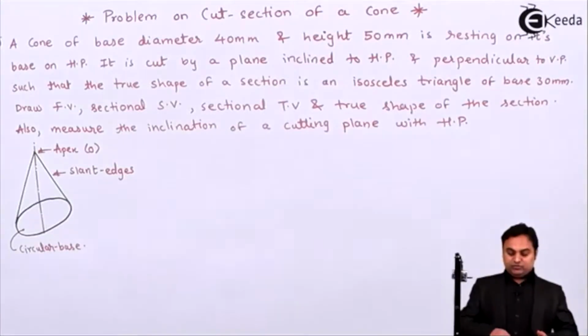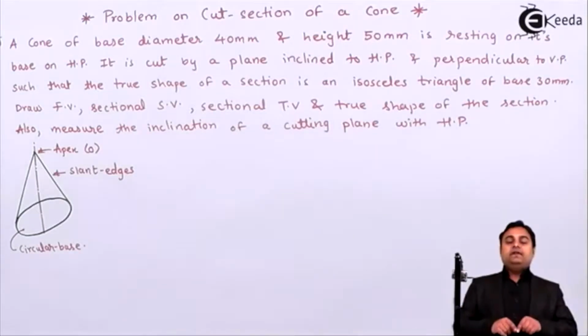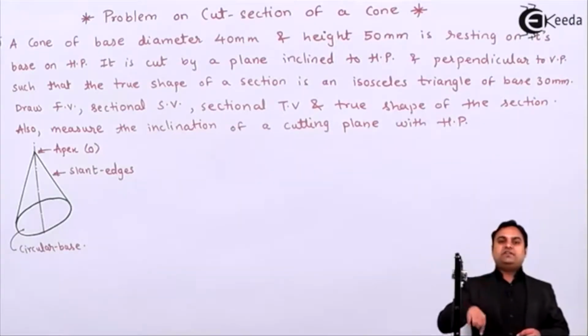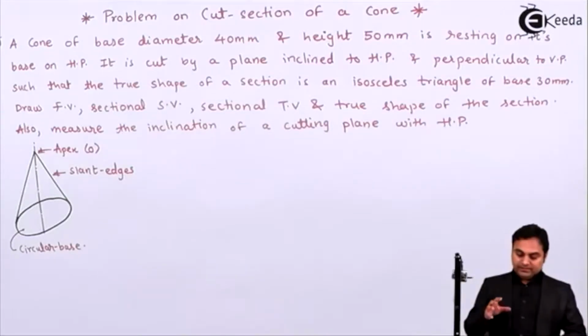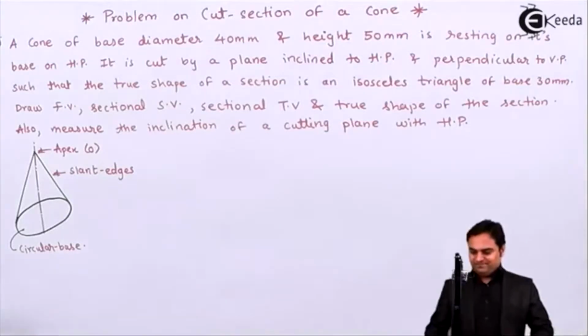If we are seeing this cone from the front view, then it will appear as a triangle, and then if we are seeing it from the top view, it will appear as a circle. So here the condition in which they have given that a cone is resting in HP on its circular base, it means from the top view we are going to see the circle. So let us get started with the solution to this problem by drawing the initial conditions first.